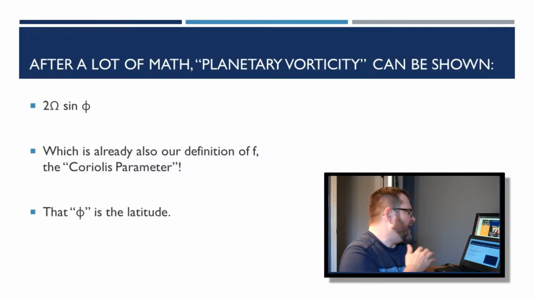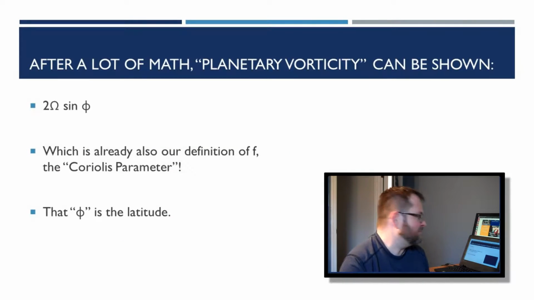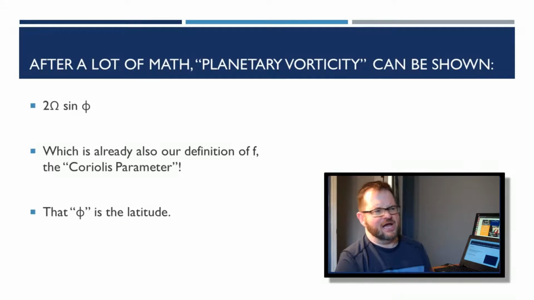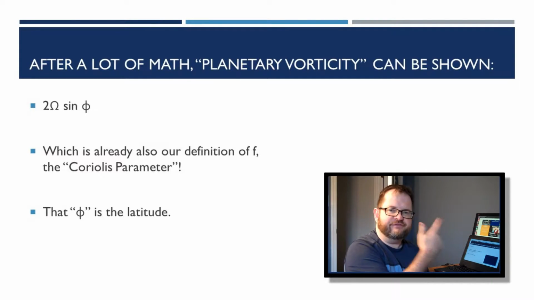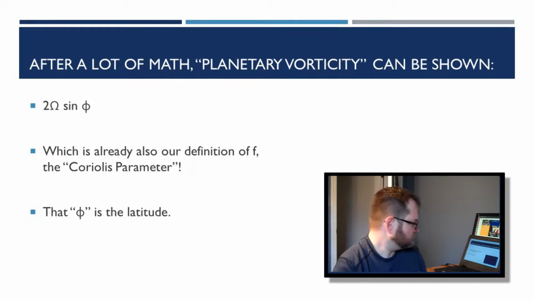And so, after a lot of math, you can show that this planetary vorticity turns out to be 2 omega sine phi. I didn't actually put on there, omega is the rotation rate of the Earth, 2 pi radians every 86,400 seconds. And phi is the latitude you're at. 2 omega sine phi. Survivors of classes like dynamic meteorology know that already.